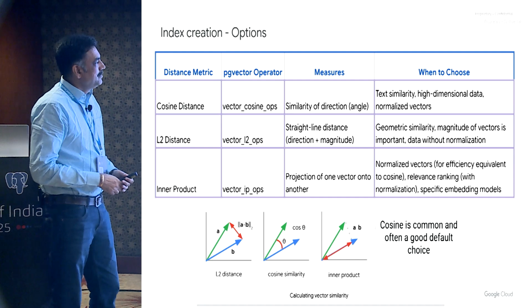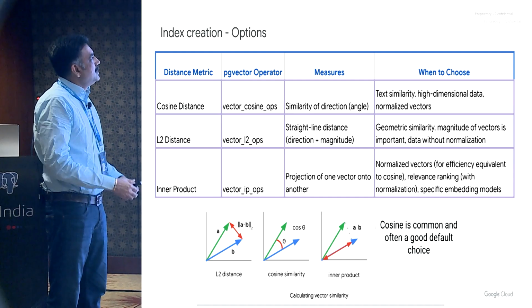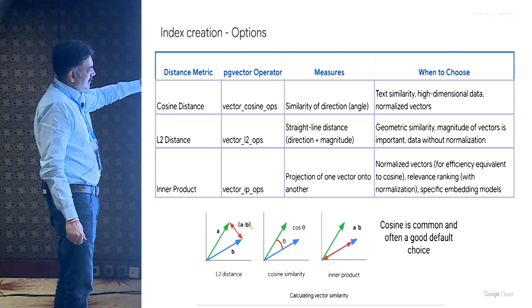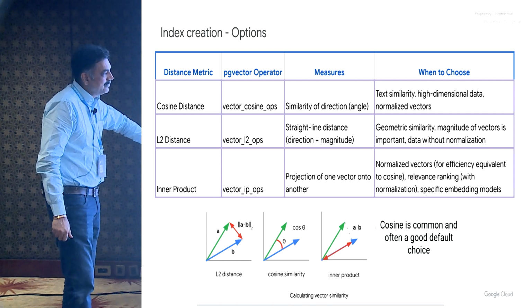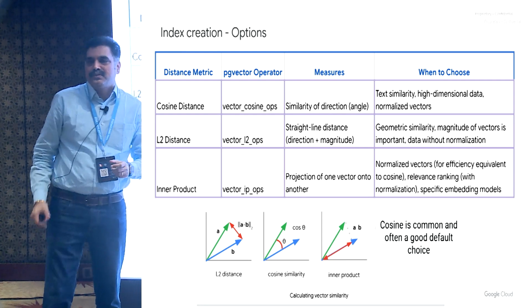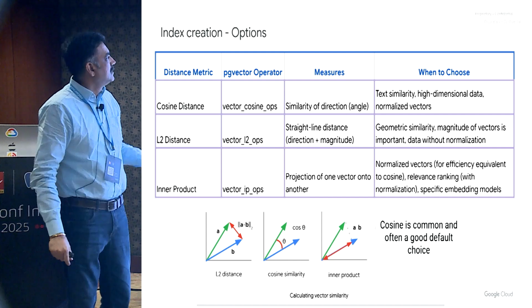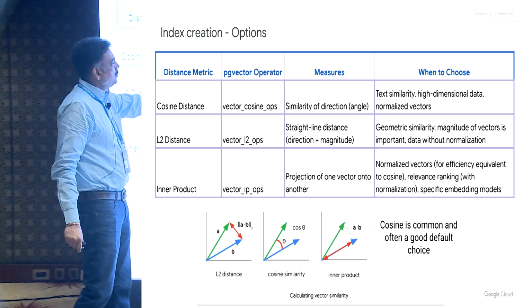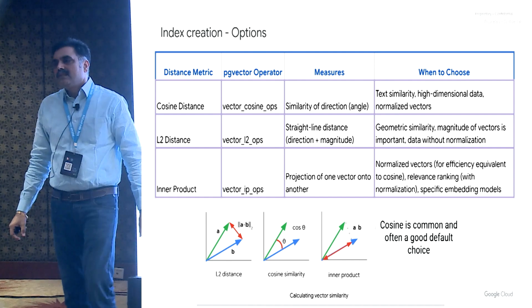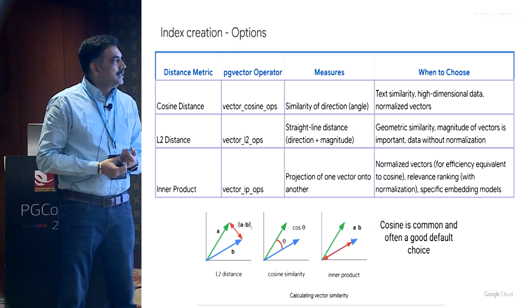Yeah, so there are certain parameters at the time of index creation which we can specify. These are the three different types of metrics which we can use while creating an index. You can specify this in the create index command within Postgres. You can specify vector cosine ops, you can specify L2, or you can specify inner product. So these are the three options, and let's try to understand which one to choose.